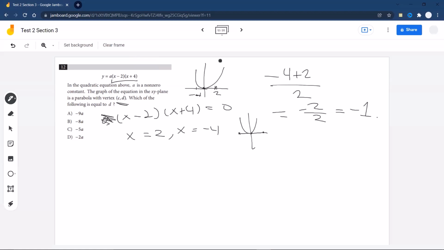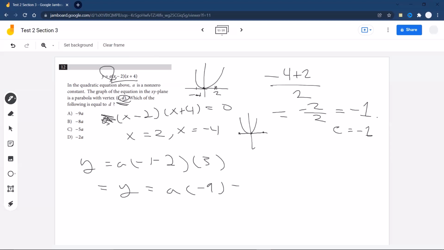Now that we know the x-coordinate of our vertex, we can plug that back into the original equation to find the y-coordinate of our vertex, that D. We found C. C is equal to negative 1. Now, what is D? Of course, in terms of A, because when we plug C back in, we're going to get something in terms of A. So we'll get y is equal to A times negative 1 minus 2 times 3, because that's negative 1 plus 4, which means that the y-coordinate here is equal to A times negative 9, which is equal to negative 9A.